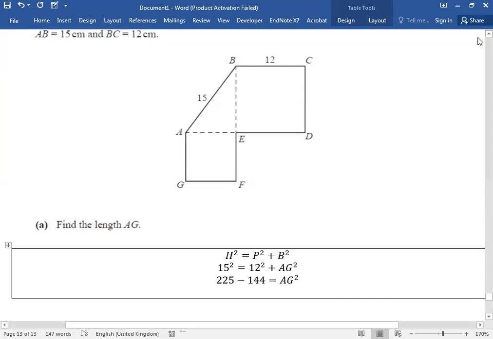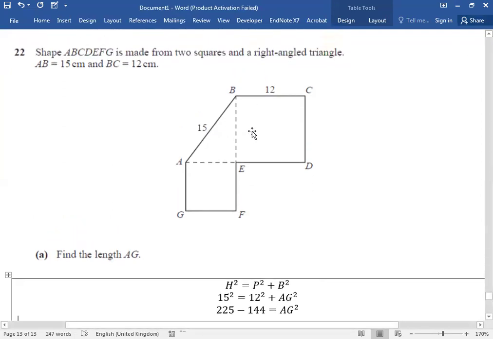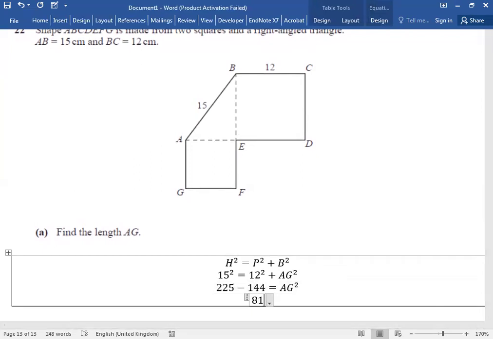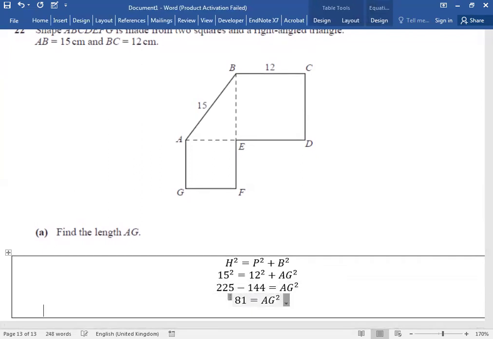The question says that these two are squares. So if this is 12, BE will also be equal to AG, but I do not know what AG is. I applied Pythagoras theorem on this right angle triangle. 81 is AG squared. So AG is 9 centimeters.